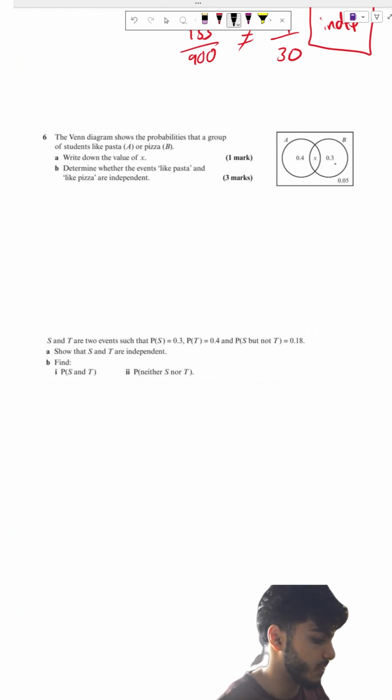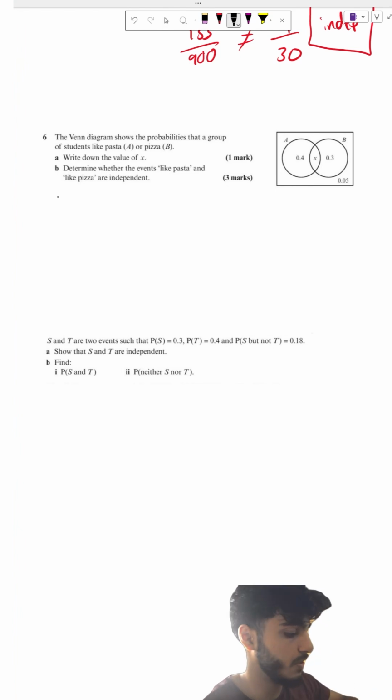Probability of X. Yep, cool. I'm happy with that. What value did you get? 0.25. Yep, we just add all the values together and subtract from 1.